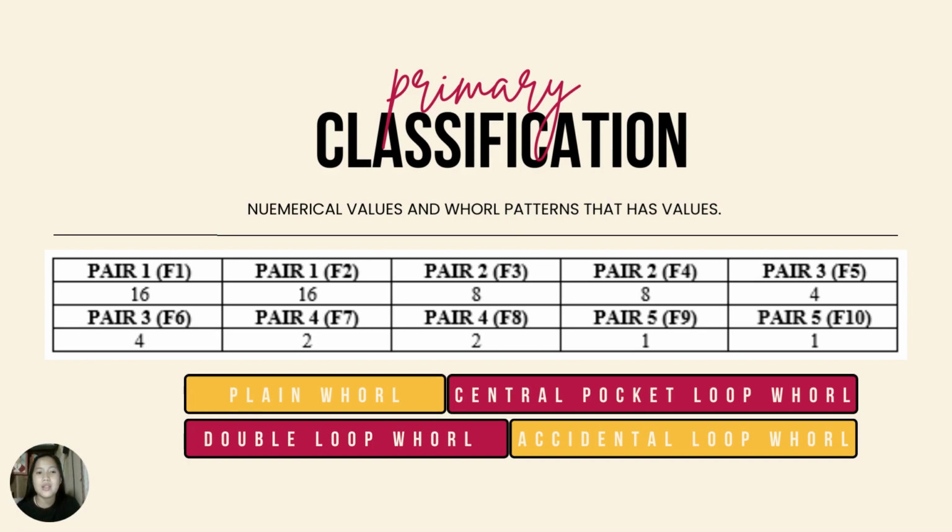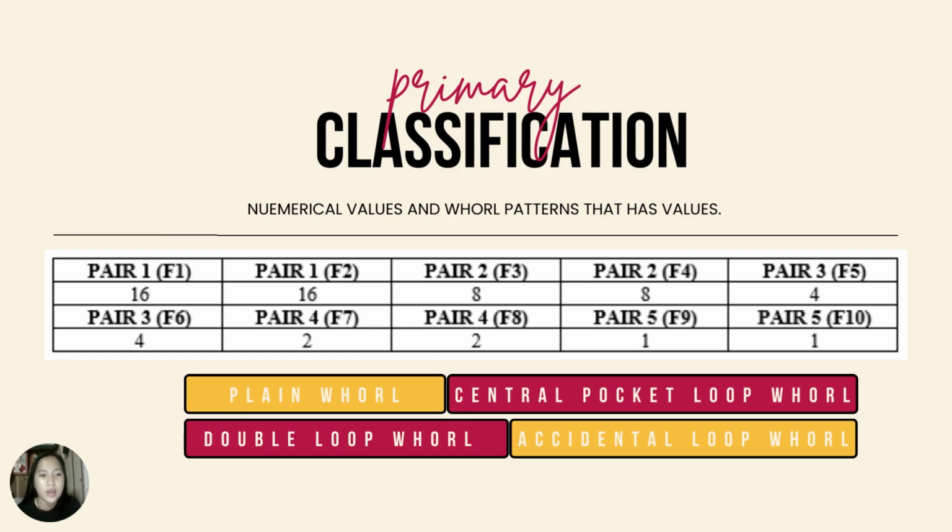First, the primary classification has numerical values, and the whirl patterns have these values. If you see plain whirl, central pocket loop, loop whirl, double loop whirl, and accidental loop whirl written in these fingers, it has this value.